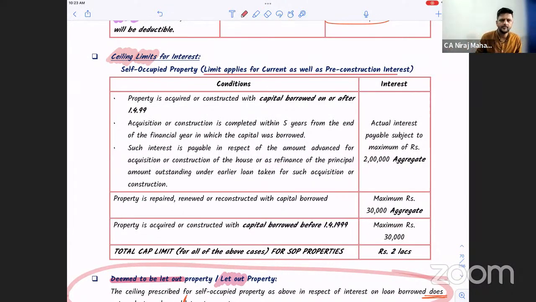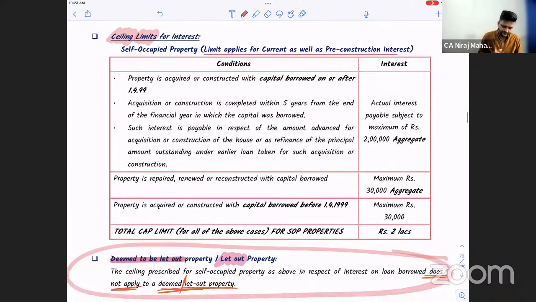So the ceiling limit which we are talking about is for all the interest, current as well as pre-construction. Pre-construction, children, how much? 150 used to be taken every year. Remember, not every year, for 5 years. Okay, we'll go ahead, everybody. Understand now.